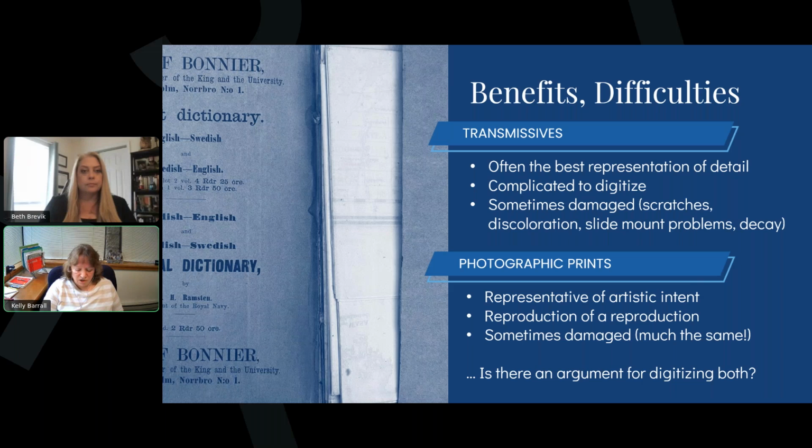Photographic prints, on the other hand, reflect the creator's original artistic intent, but are essentially reproductions. They can also suffer from similar types of damage as other reproduced media. Ultimately, the uniqueness of each collection may warrant an argument for digitizing both formats.